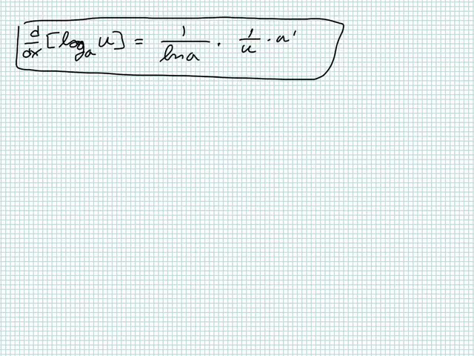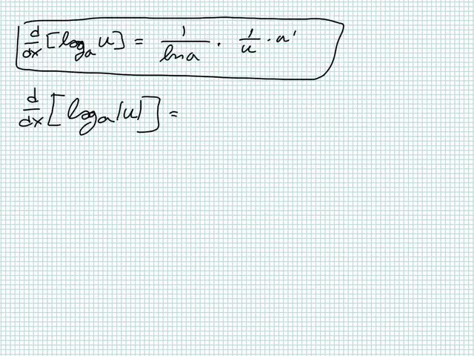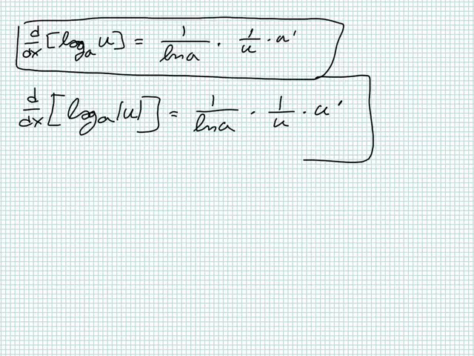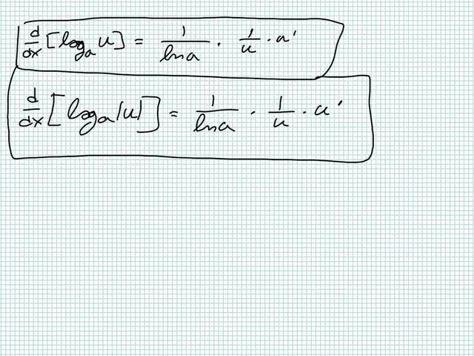And then similarly to the derivatives of natural logs, I can also write the derivative of log base a of the absolute value of u is the same rule. It's 1 over natural log of a times 1 over u times u prime, for the same reasons that we have the same rule for the derivative of the natural log of the absolute value of u. Okay, so let's do a couple examples of this.